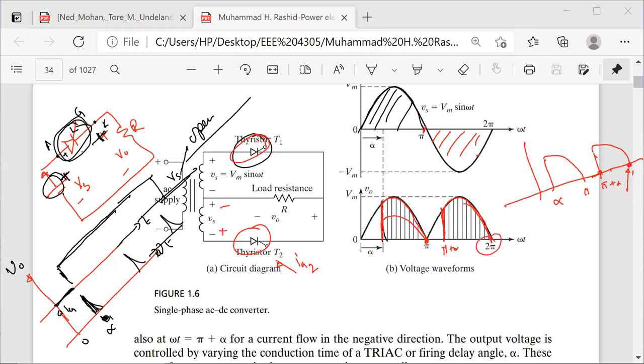Then you have to find the average value. Since it is repeating, if you integrate from alpha to pi and divide by pi, you will get the average value. We will do that later, inshallah.